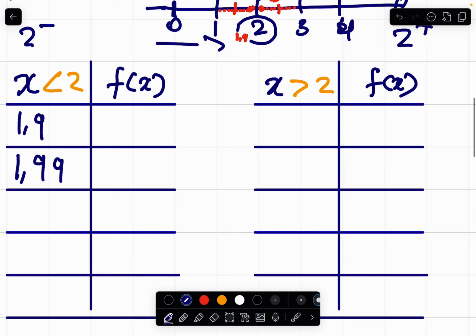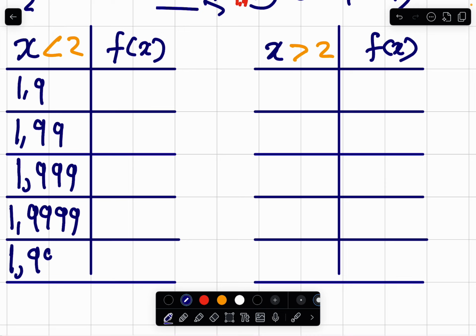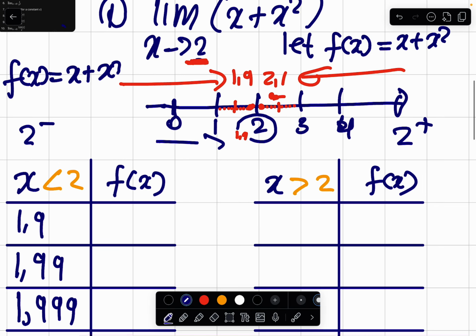Meaning we are going to have 1.99. Another one is 1.999. Another one is 1.9999. Another one is 1.99999. I'm pretty sure you can see the pattern. So let's go from the right.